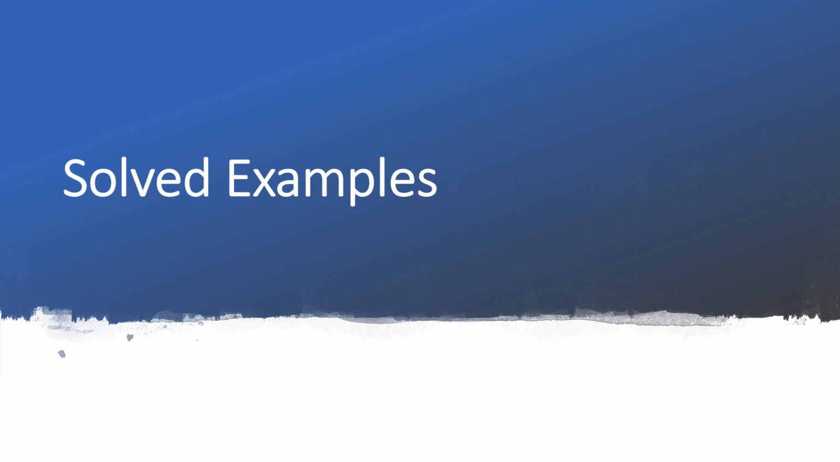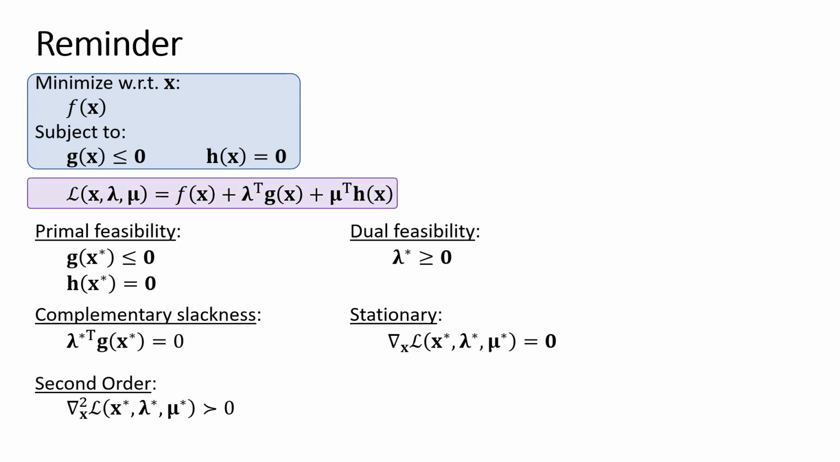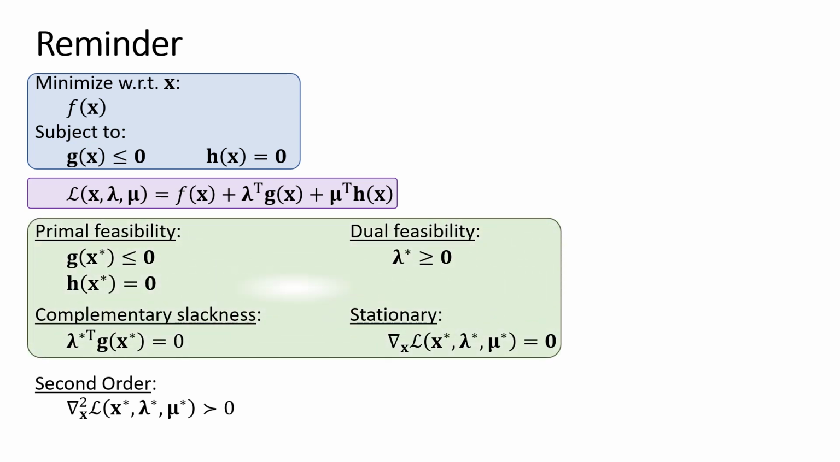We will consider two solved examples, one with inequality constraints and the other one with equality constraints. As a reminder, this is the general form of a constraint optimization problem. This is the Lagrangian. These are the first order conditions: the primal feasibility, dual feasibility, complementary slackness, and stationary conditions. And this is the second order condition.